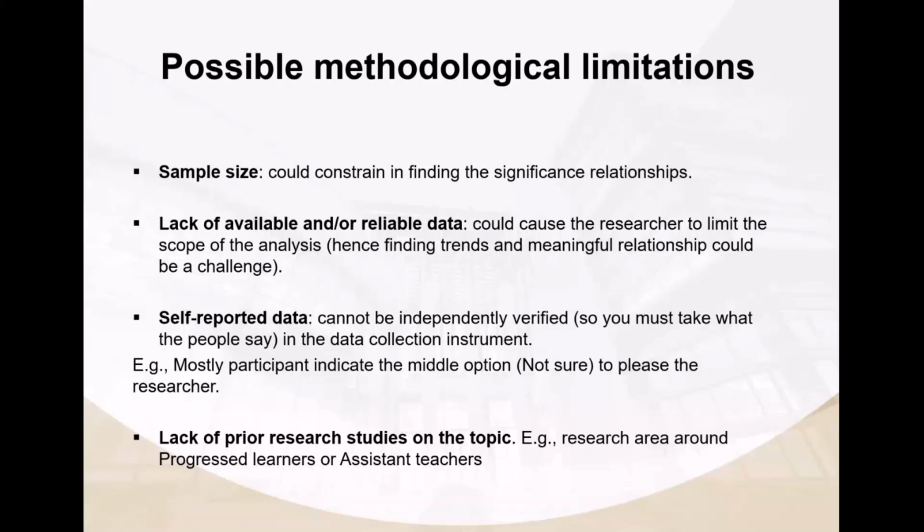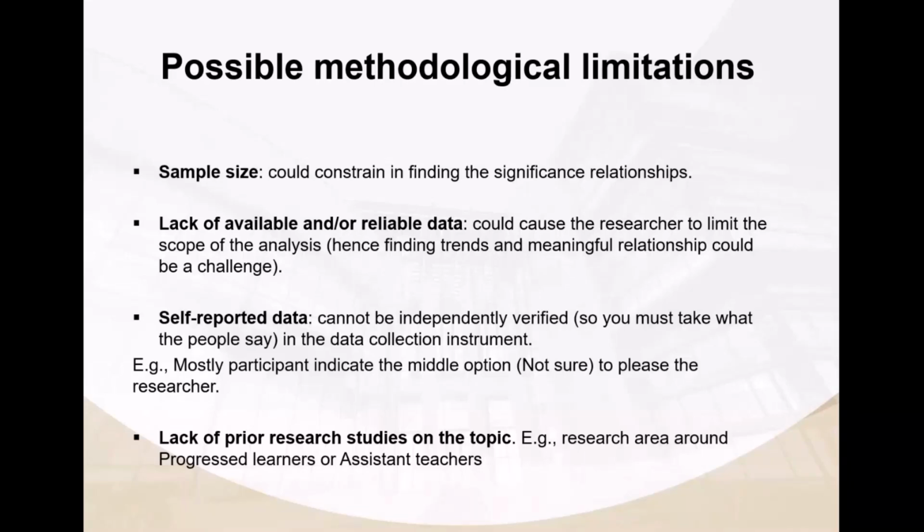So how does it come in regards to limitations? It says self-reported data cannot be independently verified, right? In other words, you cannot verify definitively whether the person who chose neutral agrees or does not agree with the statement. But at the end of the day, this data also needs to be used. So you need to make a choice. You must take what the people say in the data collection instrument. They have given you their response. It's up to you as a researcher, but the writing up is also going to be there.